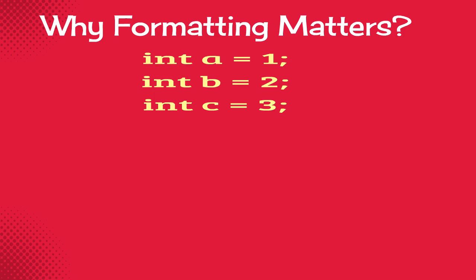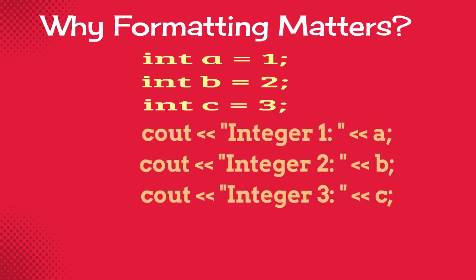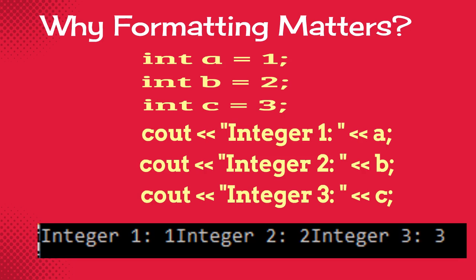Now let's display these values on the screen using cout. In each statement, we display a label followed by the value stored in one of the variables. Let's run the program and see what happens. Notice that none of the output statements tells the computer to move to the next line. As a result, all three values are displayed continuously on a single line. Although the program works correctly, the output is difficult to read.